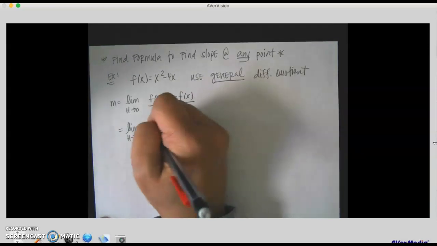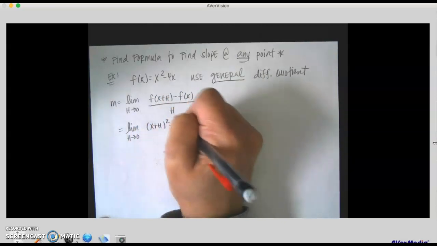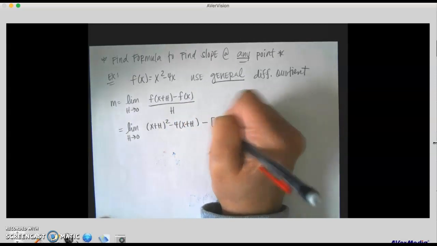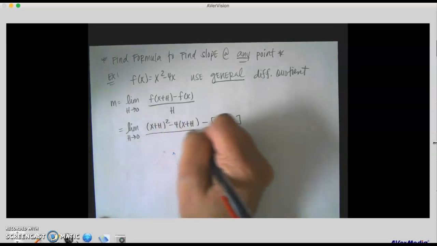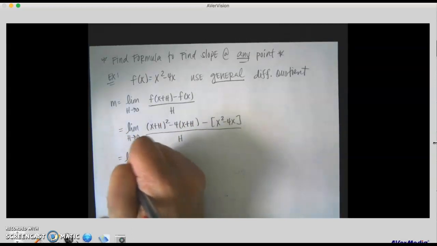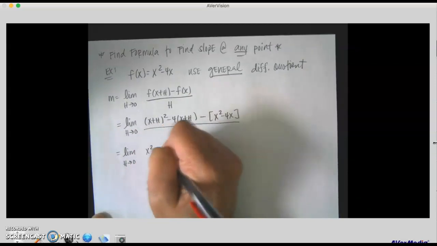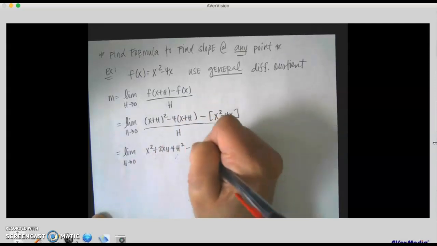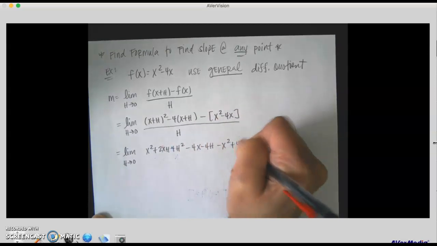So we're going to plug in x plus h into wherever we see an x, and we see it 2 times. And then we're subtracting our f of x, which is the entire x squared minus 4x. So we need to put that in parentheses or in brackets, all over h. Do your algebra, simplifying. So we have x squared plus 2xh plus h squared. Distribute the negative 4, and then distribute the negative into that function.